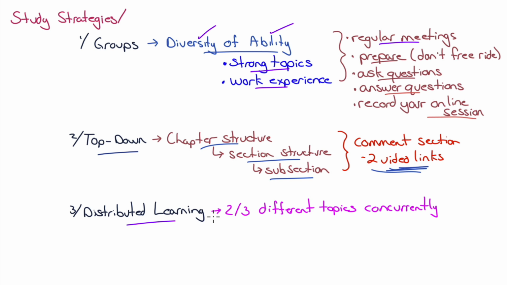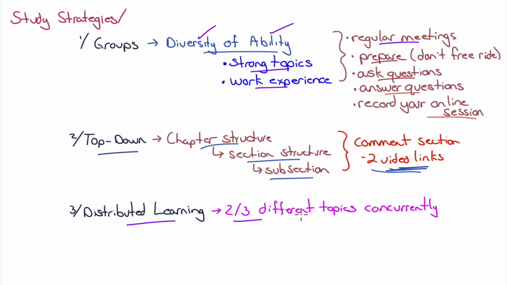We hit a certain topic and we stay with that topic until it's done, then we move on to the next topic and the next topic. Distributed learning means you're going to do 2 or 3 different topics concurrently. And this is a semester model at any university that you went to. Depending on the university you were at and the program you were in, you had anywhere from 3 to 6 classes per semester.